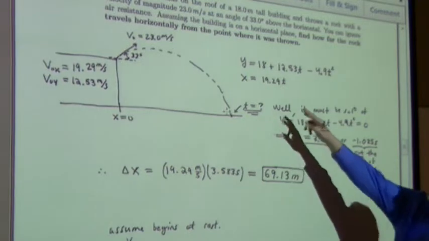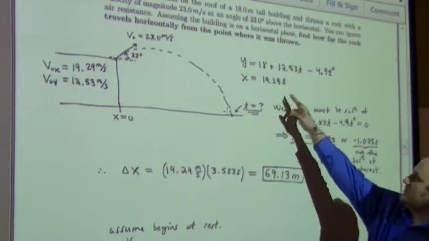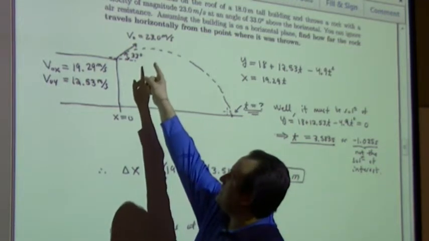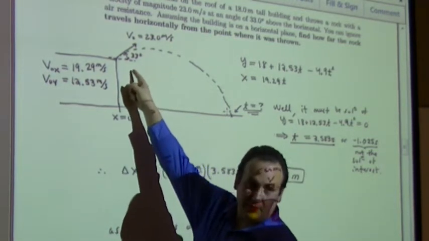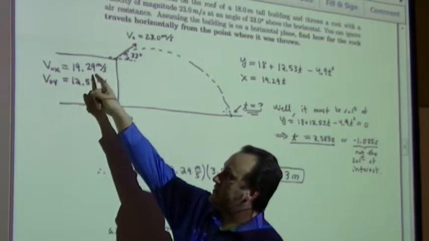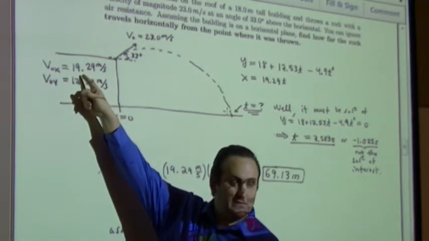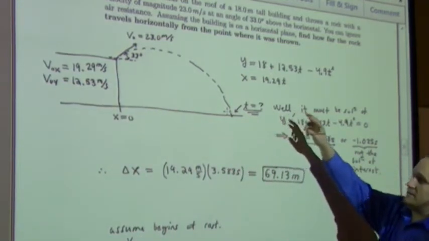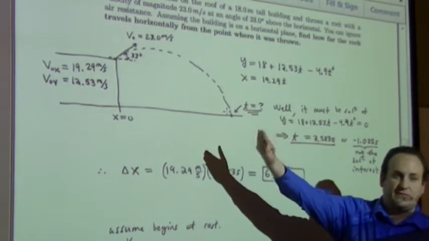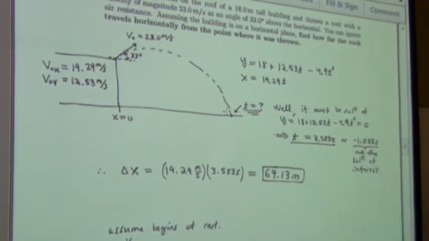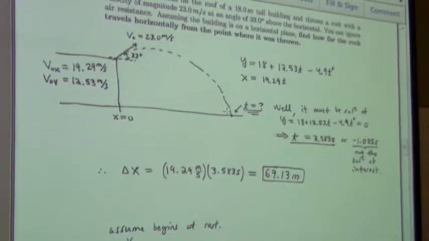But anyway, if it's thrown from a height of 18 meters, I need to figure out its initial y velocity. To do that, I take v naught, which is the speed, times the sine of 33. That gives me the y component of the velocity, right? Now the x component is cosine of 33 times the speed, which gives me 19.29. So the x component of the velocity governs the horizontal motion of the projectile, whereas the y velocity determines how far it goes up, and ultimately the time it's in the air.